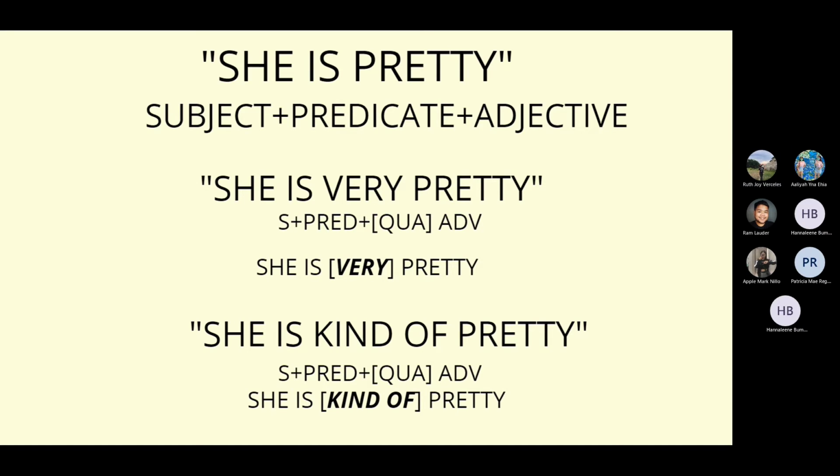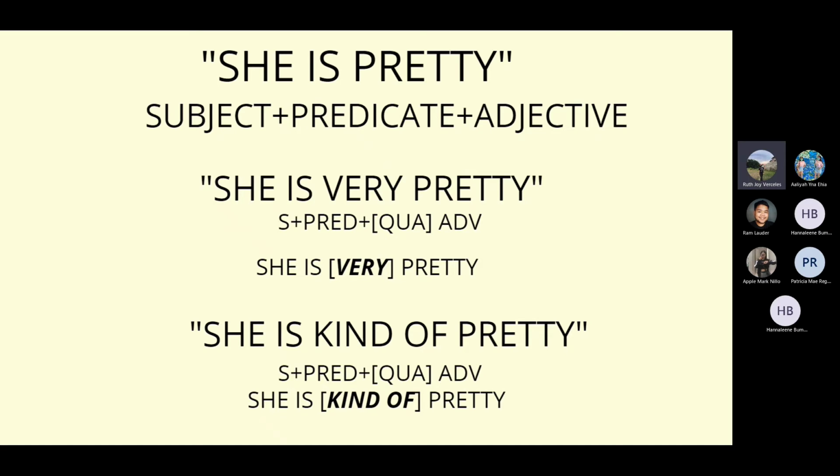Okay. As you can see, the simple sentence is "She is pretty." The word she is what we call the subject. Then the word is, it is the predicate. And last, the word pretty is an adjective. It describes a noun. Who is she? So what do you think if we add qualifiers to this sentence?